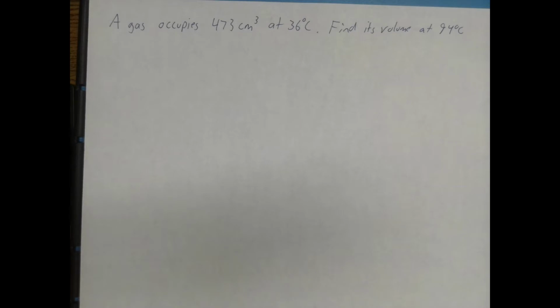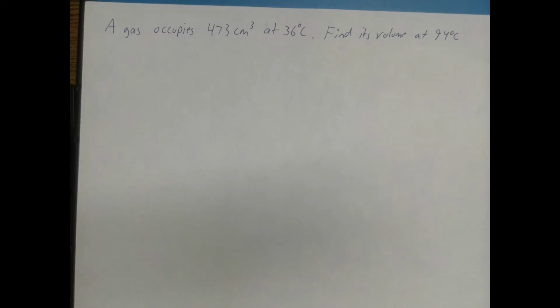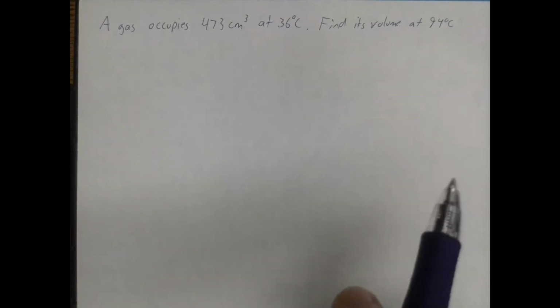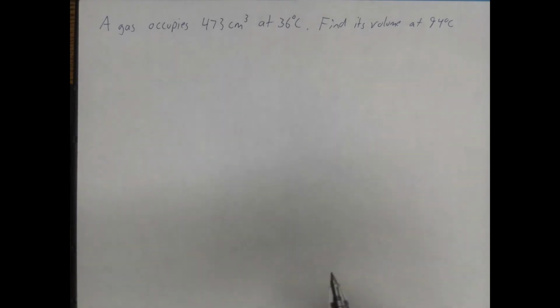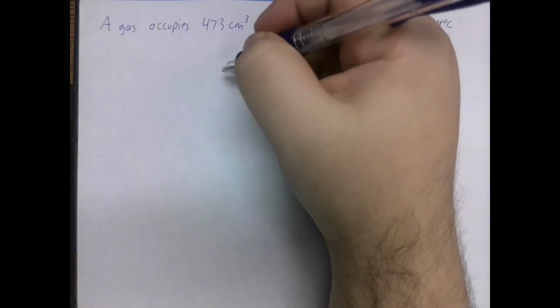So a gas occupies 473 cubic centimeters. I was just realizing that I wasn't recording the PowerPoint. It doesn't matter. I wrote it down anyway. Find its volume at 94 degrees Celsius. So in both physics and chemistry, this class uses algebra. I'm not an algebra teacher, but we use algebra, so I expect that you know how to do some algebra. But in physics and chemistry, the first step in solving these problems usually begins with identifying your variables.